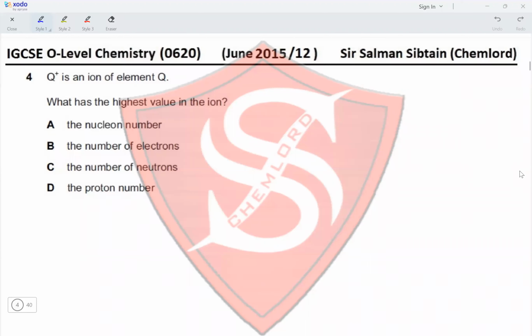Question 4. Q positive is an ion of element Q. What has the highest value in the ion? The nucleon number, the number of electrons, which is less because it has lost an electron, the number of neutrons, and the number of protons. So the answer should be the nucleon number because it is the number of protons plus number of neutrons combined. So this should be greater than the number of protons, greater than the number of neutrons, and greater than the number of electrons. So the correct option for this question is option A.